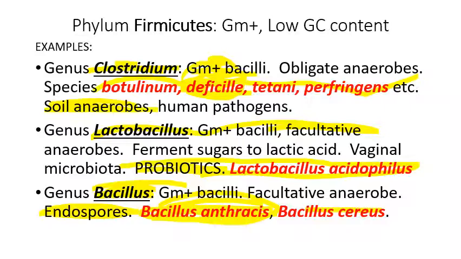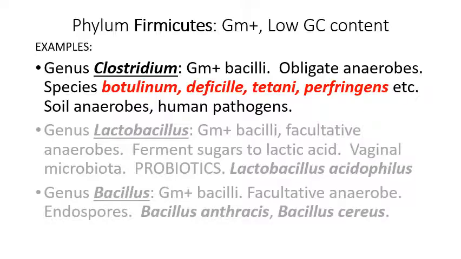And Bacillus cereus is a common contaminant of grains and cereals, most commonly of rice. So if you ever got an attack of food poisoning by eating stale rice, it was probably because it was contaminated by endospores of Bacillus cereus, and those endospores germinated, and then you had Bacillus cereus growing on the rice.